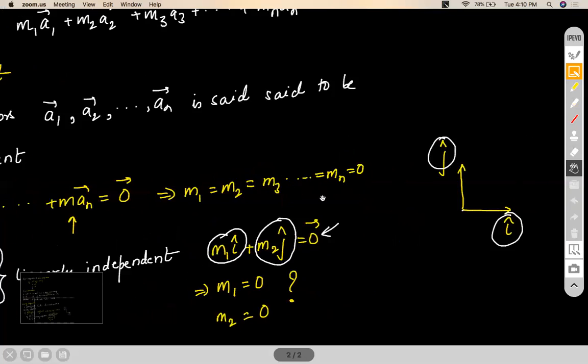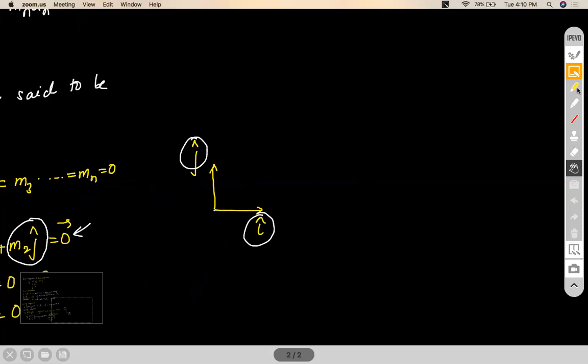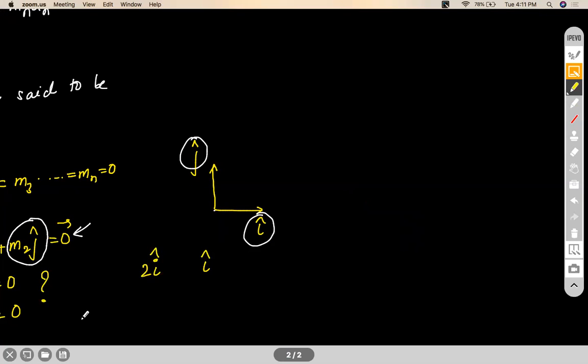Okay, now I'll give you an example of linearly dependent. Of course, I'll come to the definition of it also. So let's say, on the other hand, if I talk about 2i and i, then these are linearly dependent. I'll come to the definition, but I would like to express a very simple concept over here.